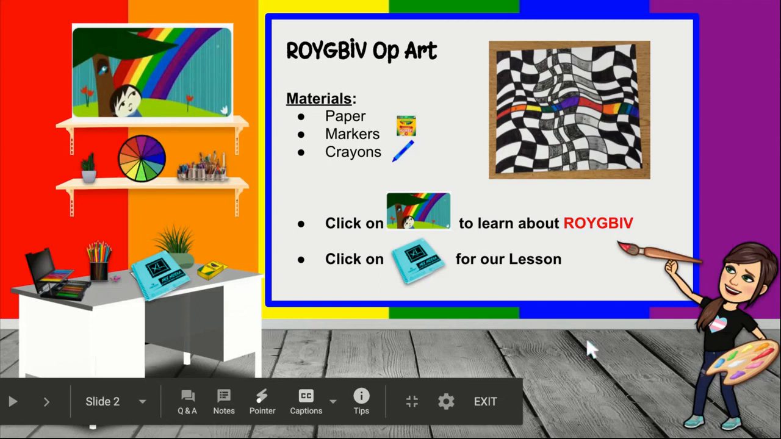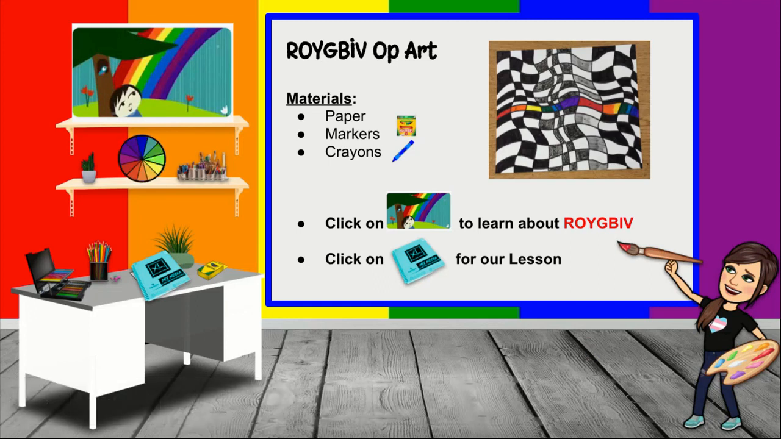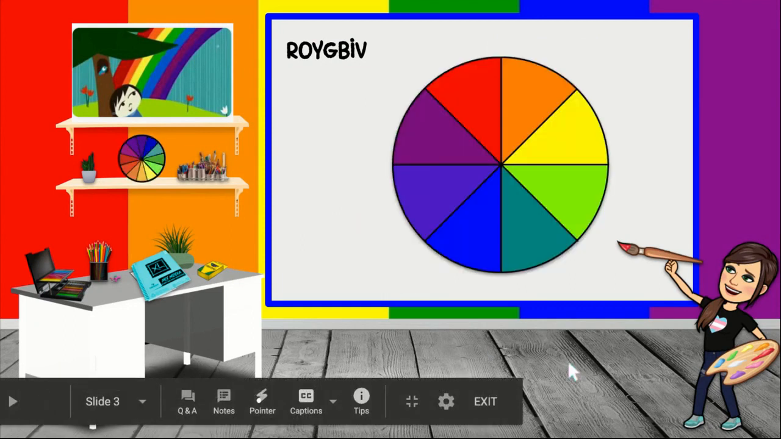Now that we know a little bit more about op art, the next part that we're going to add into our project today is going to be a ROYGBIV line. So you're going to be needing your markers or your crayons for this part of the project. I know you guys know a lot about ROYGBIV, and it's based off of the color wheel. So let's take a quick look at this color wheel.